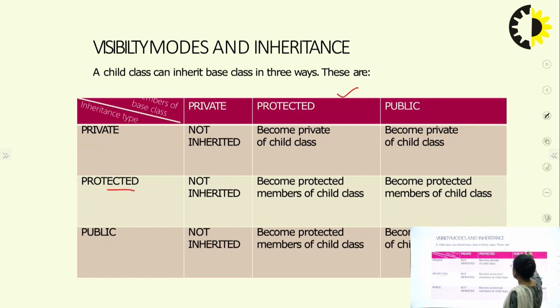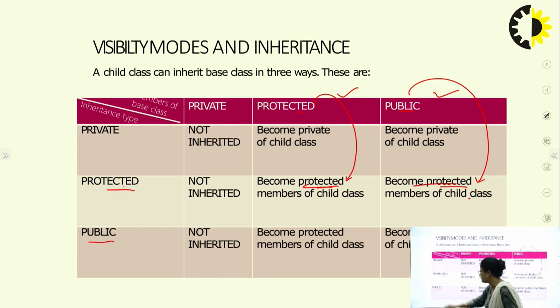what happens to the protected and public members? If the inheritance is protected, the protected members become protected members. The public members become protected. Both of them become protected members if the inheritance is protected. By both of them, we mean the protected members and the public members of the base class become the protected members of the child class.